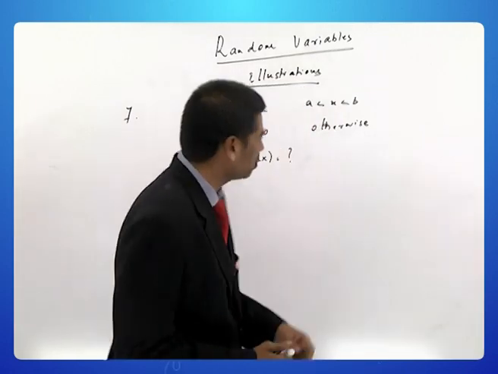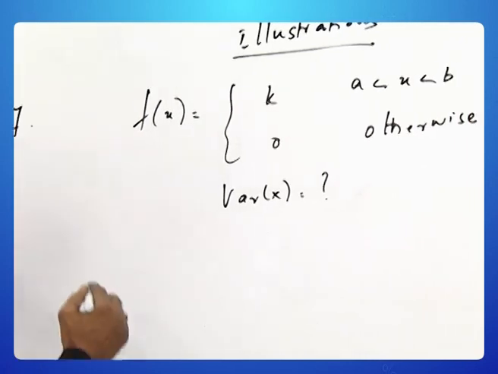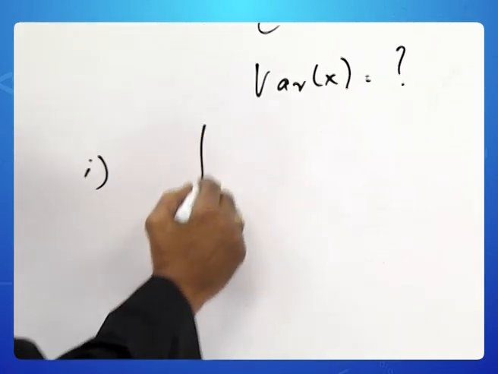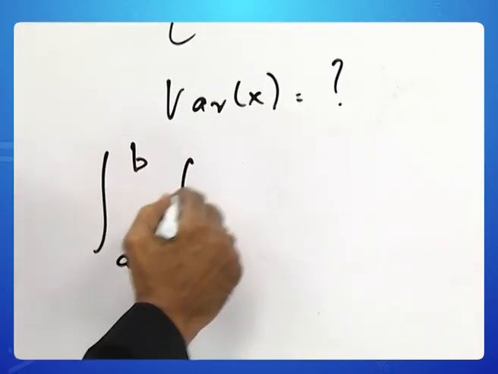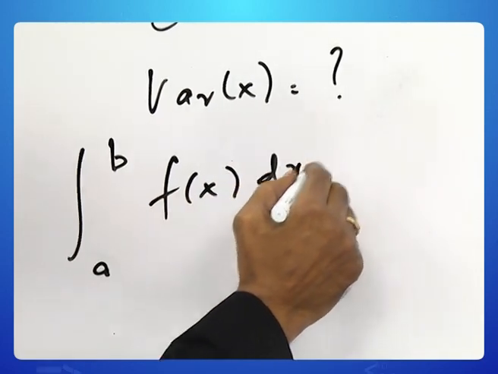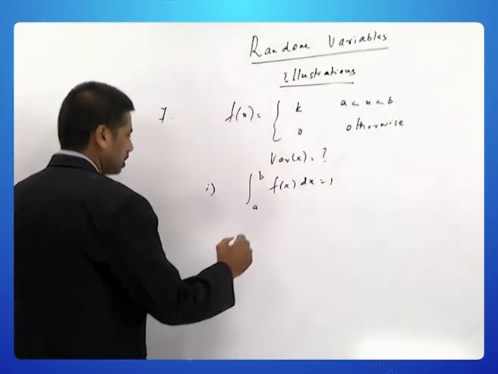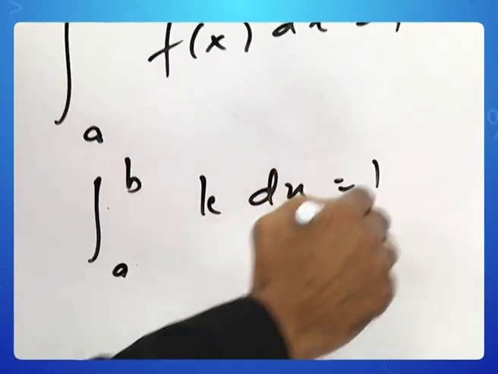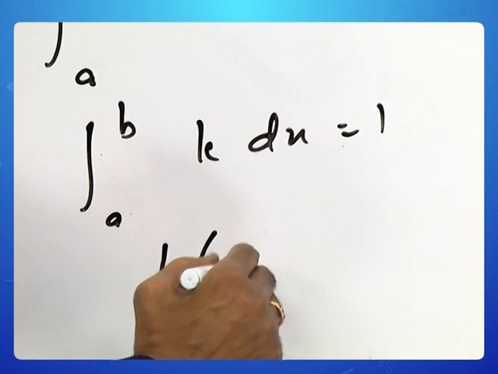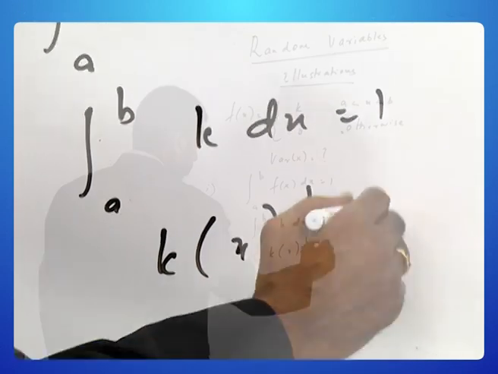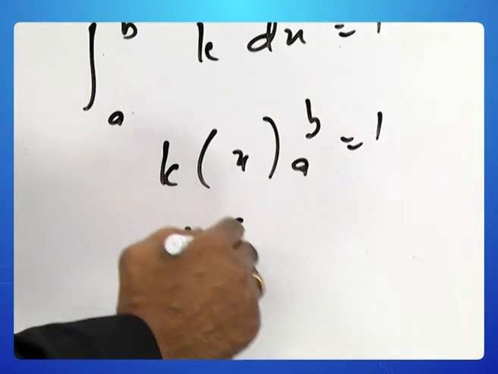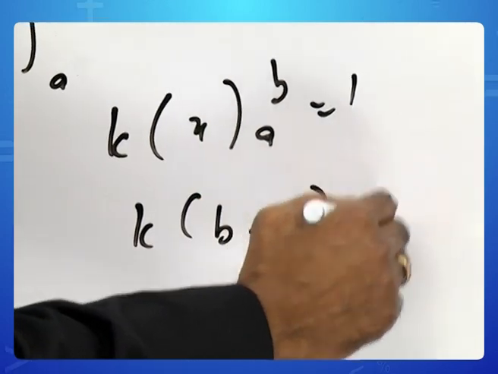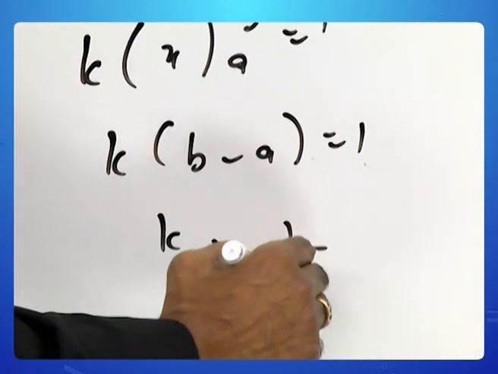Okay, as usual, first we'll find out the value of k. Step number 1, integrate from a to b f of x dx equated to 1 because it's a density. So integral a to b k dx is equal to 1. So k into x from a to b is equal to 1. So k into b minus a is equal to 1. So k is equal to 1 by b minus a.